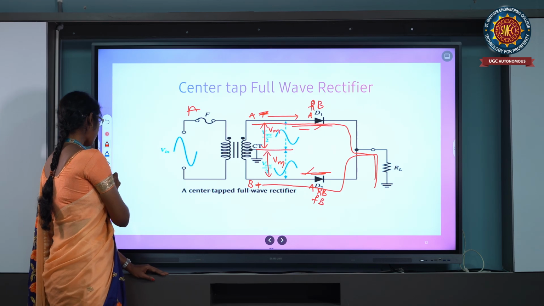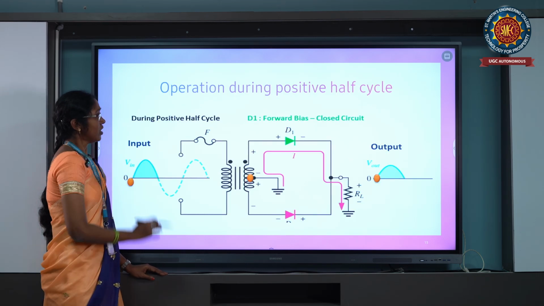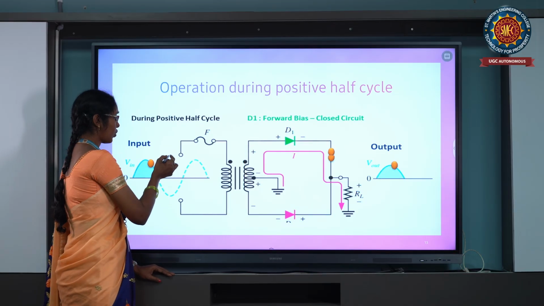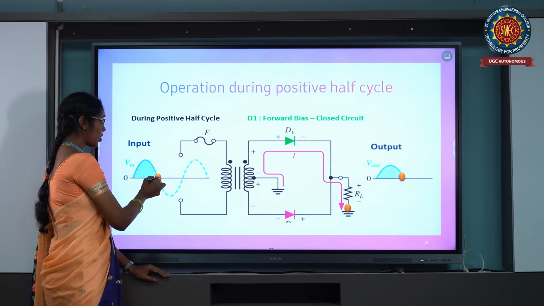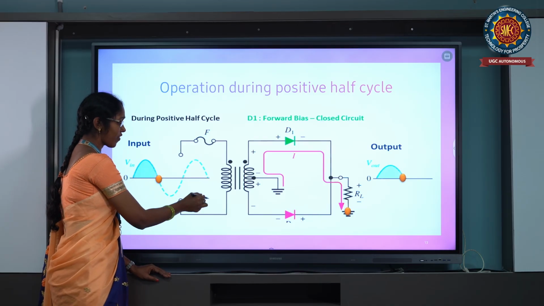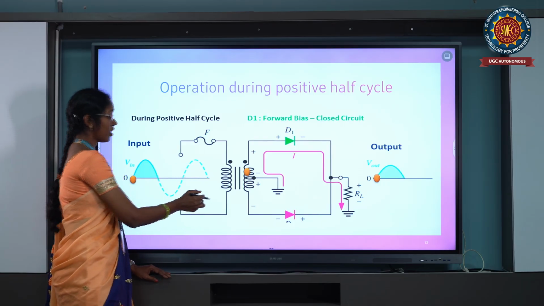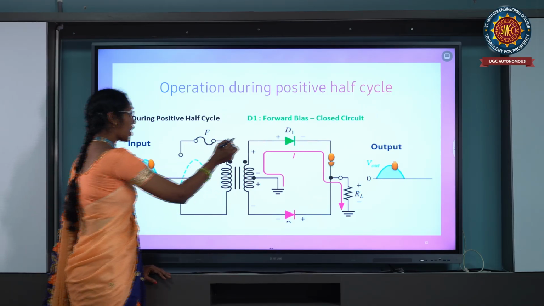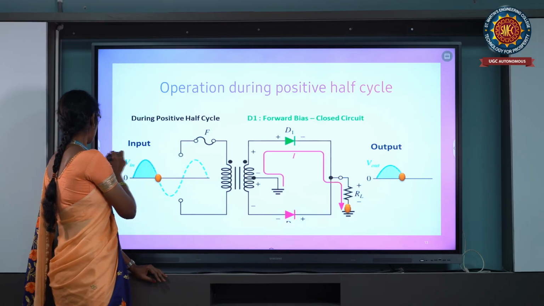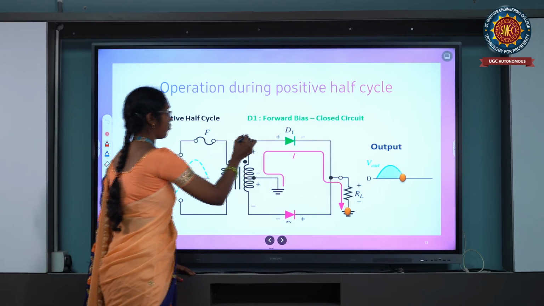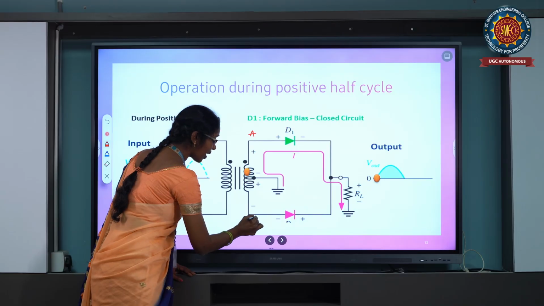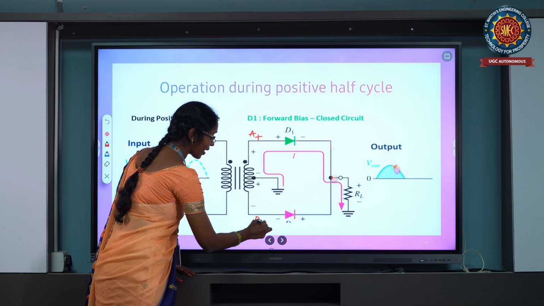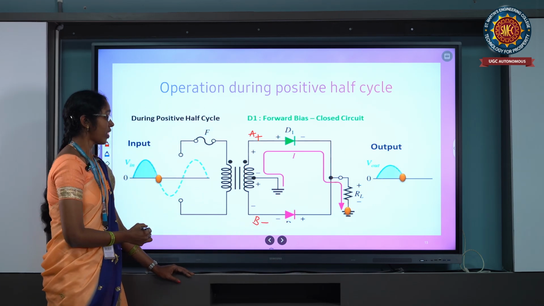Coming to the operation of the full wave rectifier during the positive half cycle. Here we are applying a positive AC voltage to the primary winding of the transformer. Since we are using a center tapped transformer, we get a positive voltage at the A terminal and a negative voltage at the B terminal. This is the A terminal and this is the B terminal.